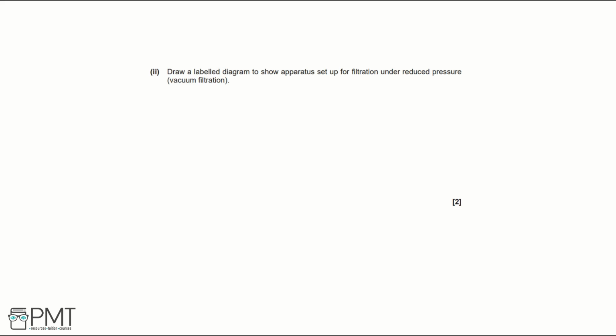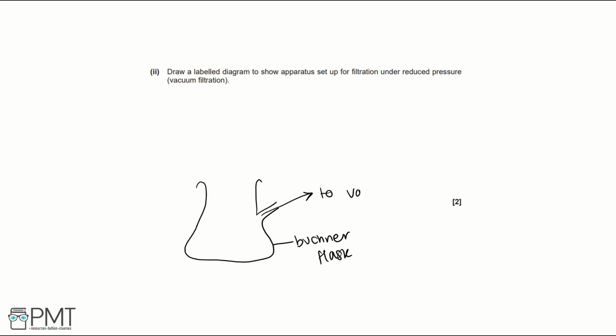Part 2. Draw a labelled diagram to show apparatus set up for filtration under reduced pressure, or vacuum filtration. So the first bit of apparatus that we're going to draw is our Buchner flask. Because it needs to be a labelled diagram, we're going to label this as a Buchner flask, and we need to label from the sidearm that says to the vacuum or to the pump or even reduced pressure. The most important thing when drawing this Buchner flask is to draw this sidearm.